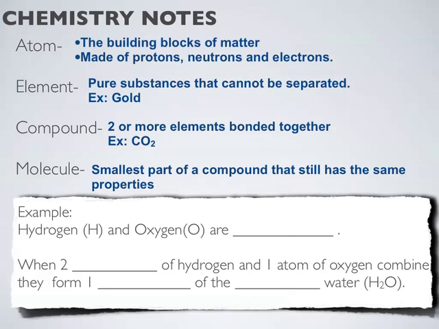So a single molecule of carbon dioxide is the smallest amount of carbon dioxide you can have. So if we put some of these words into use here: hydrogen and oxygen are, how will I fill that in? No. Hydrogen and oxygen, they're not compounds. They're elements. They're just pure substances, things on the periodic table.